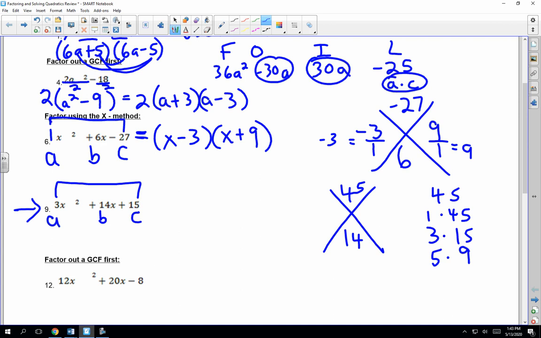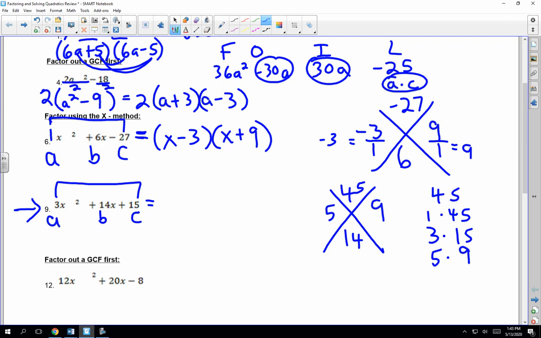Now this time we're looking for factor pairs that add to equal 14. We don't need to worry about them multiplying to equal a negative number. So we just need two numbers that multiply to equal 45, add to equal 14. You don't have to use the big X to be able to find numbers that multiply to equal A times C and add to equal 14. It's helpful, especially in a case like this.